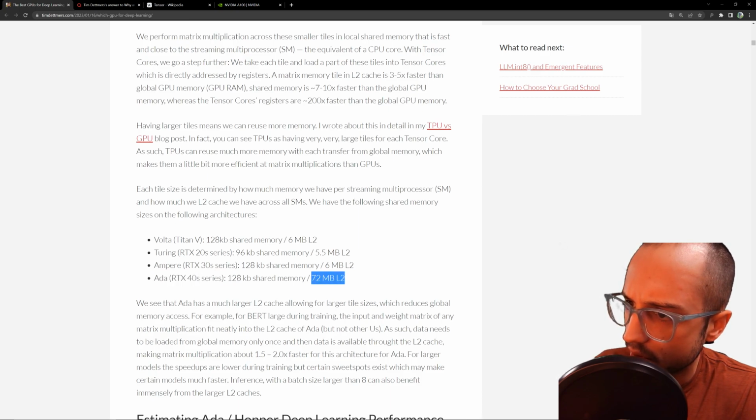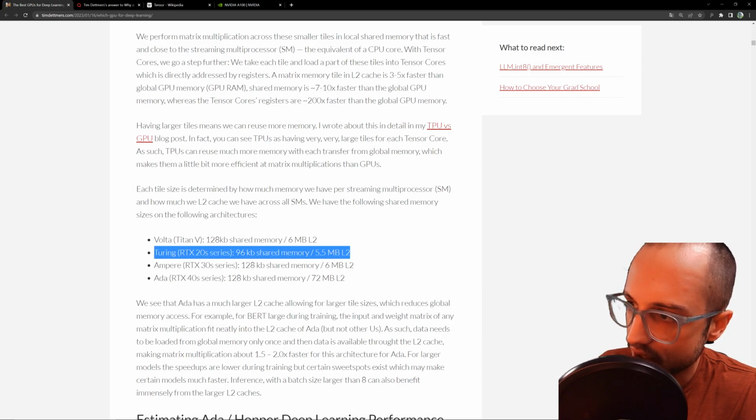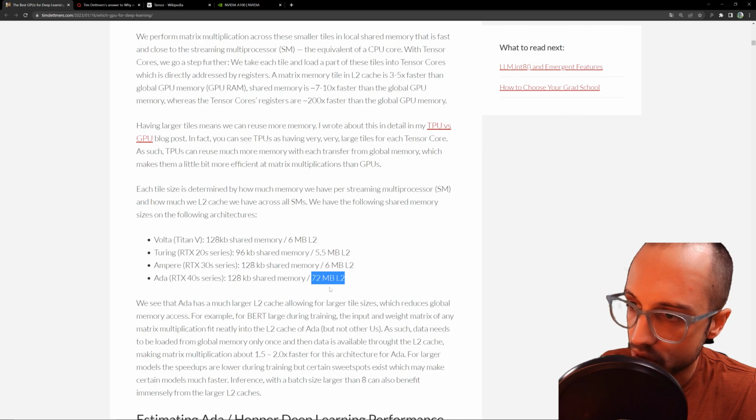So you can see the difference in cache here. The shared memory is roughly the same. It hasn't changed much over the years, right? 128 kilobytes, 128 kilobytes, which is tiny, right? Kilobytes compared to gigabytes here. But look at the size of the L2 cache, right? The L2 cache from the 20 and 30 series, so this is like the late 2010s, you're talking about 5 megabytes, 6 megabytes, 6 megabytes. Those are all basically the same. And now suddenly with the 40 series, your L2 cache is huge, 72 megabytes. That's a 10x over the previous one.